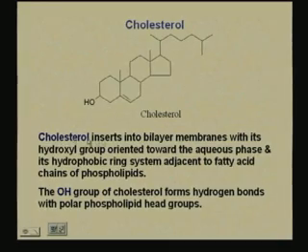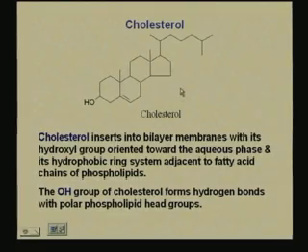The cholesterol will insert into the bilayer membrane with its hydroxyl group oriented towards the aqueous phase associated with the polar head groups of the lipid bilayer, and the hydrophobic ring system would be adjacent to the fatty acids in the glycerol or the sphingosine or whatever, and the OH group of the cholesterol would form hydrogen bonds with the polar phospholipid head groups. Okay.